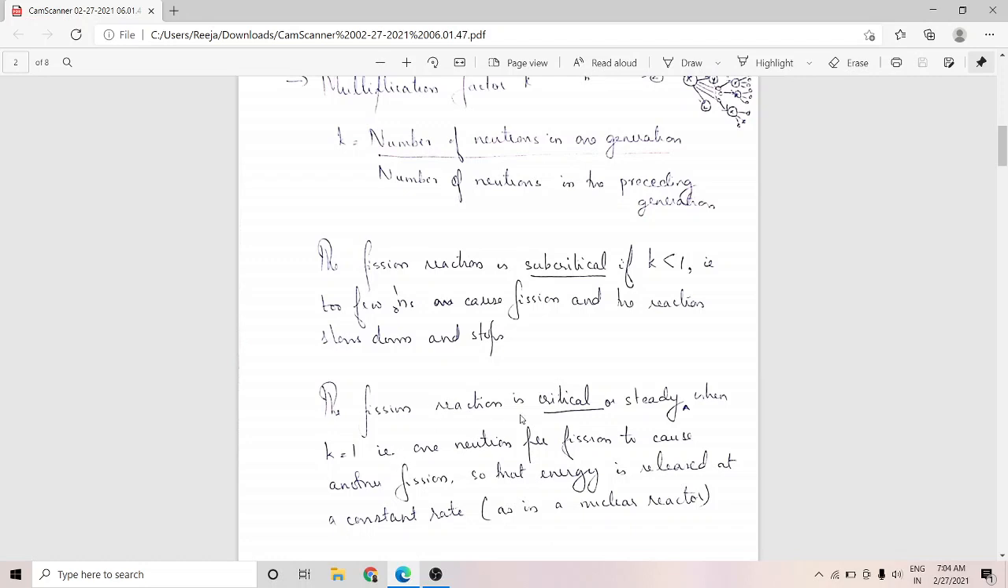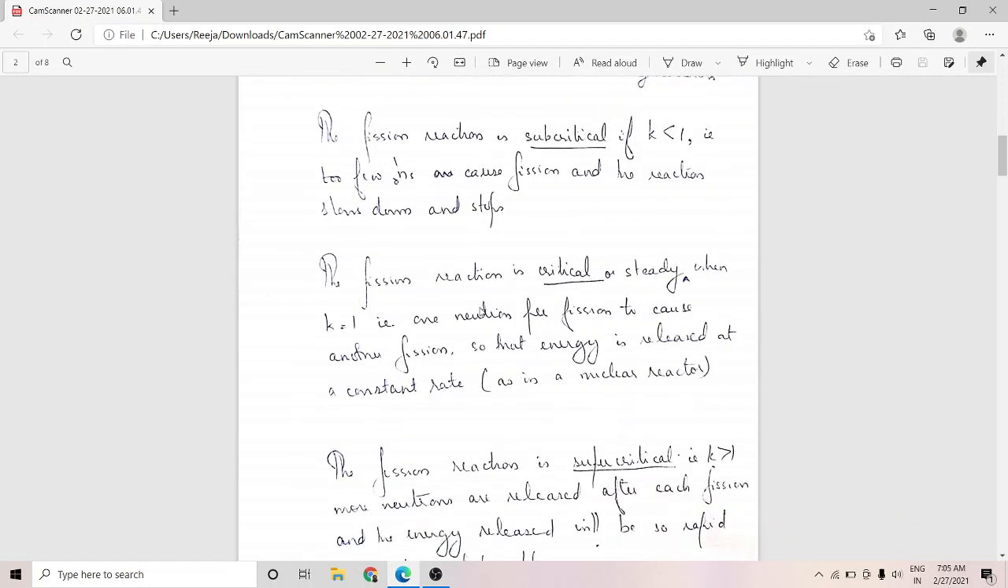Now, the fission reaction is critical or steady when K is equal to 1. That is, the number of neutrons released in one generation is equal to that released in the previous generation. Here, one neutron per fission is released to cause another fission, so that energy is released at a constant rate. This is the condition existing inside a nuclear reactor.